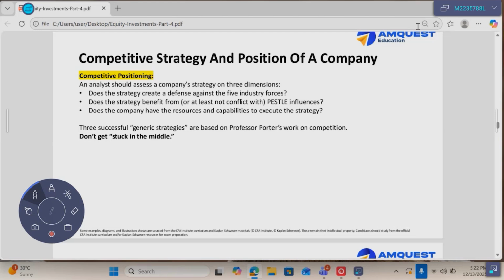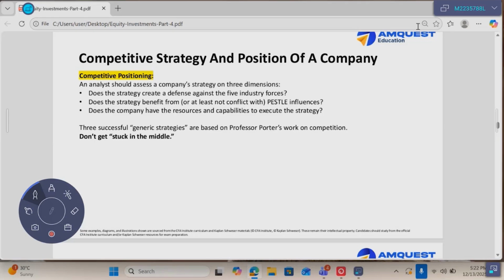So either you can have fast delivery, or you can have low cost, but it is very difficult to have both things at the same time. If you try to achieve both things at the same time, you might be stuck in the middle, and you might not be good in either of the two. So that is one of the things.